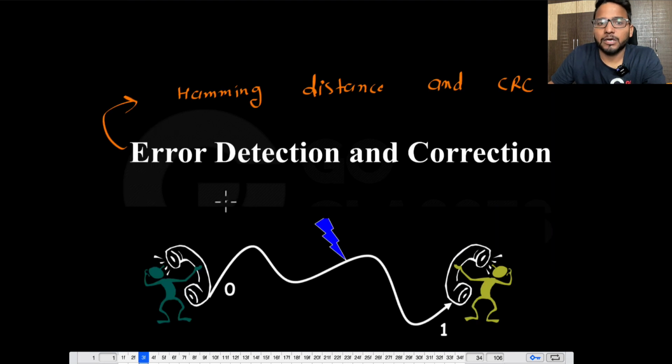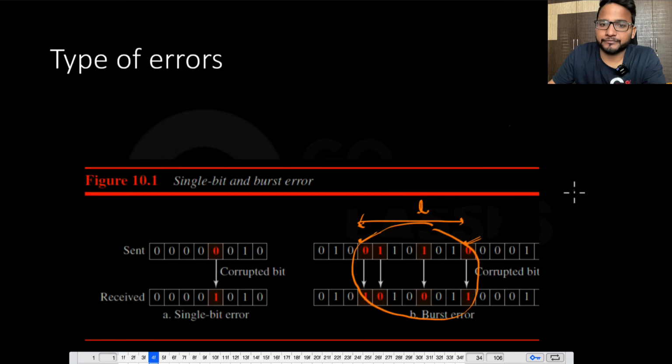Okay, let's continue. So this error detection and error correction is one thing that we are going to study, and that can be provided using Hamming distance or CRC, or there are some other methods also. But before that, let's first understand what is detection and correction. So there are two types of error that can happen. Either this is single bit error, which means only one bit gets corrupted. Corrupted means one bit gets affected.